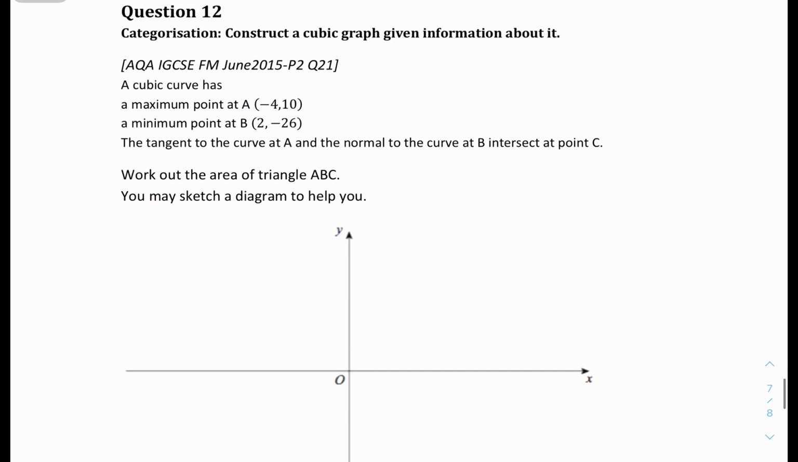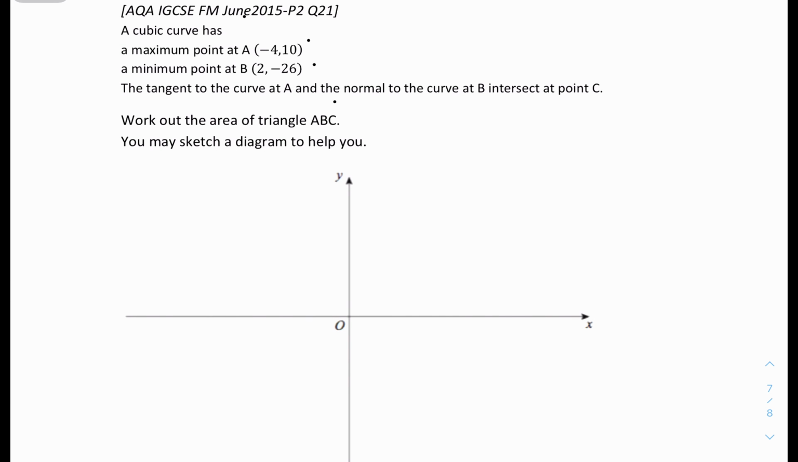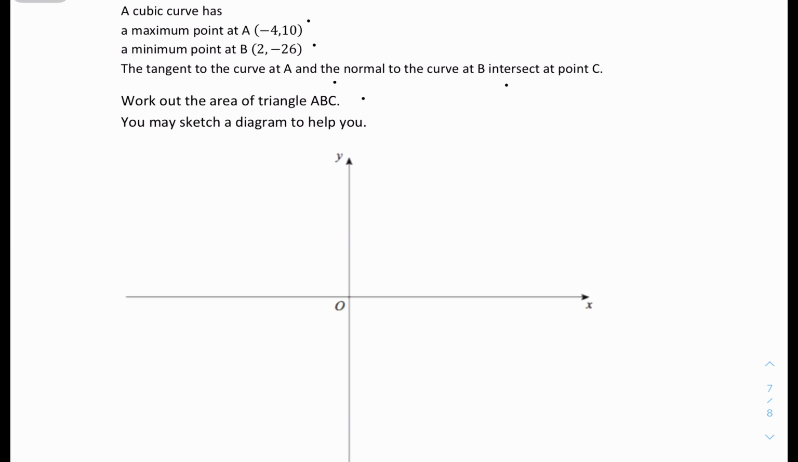And moving on to the last question, we have question 12. A cubic curve has a maximum point of A equals (-4, 10) and the minimum point of B (2, -26). The tangent to the curve at A and the normal to the curve at B intersect at point C, and we've got the area of triangle ABC. And you may sketch a diagram to help you. So there are a lot of ways to do it, but I'll just try to do it in the simplest way without really sketching the graph.